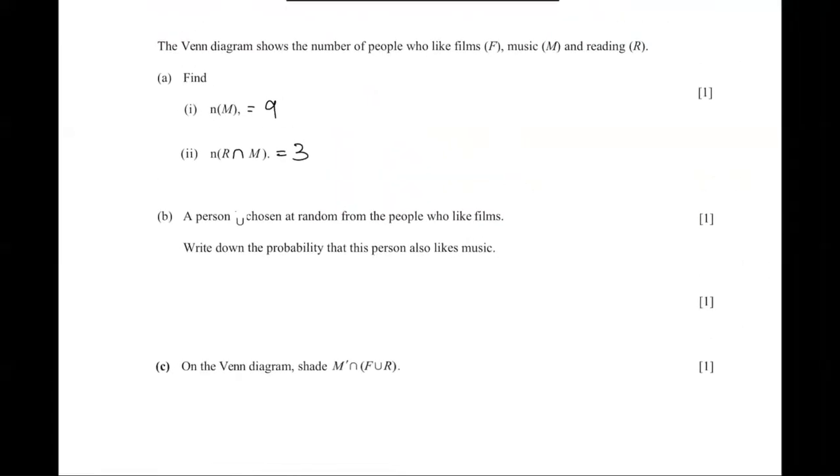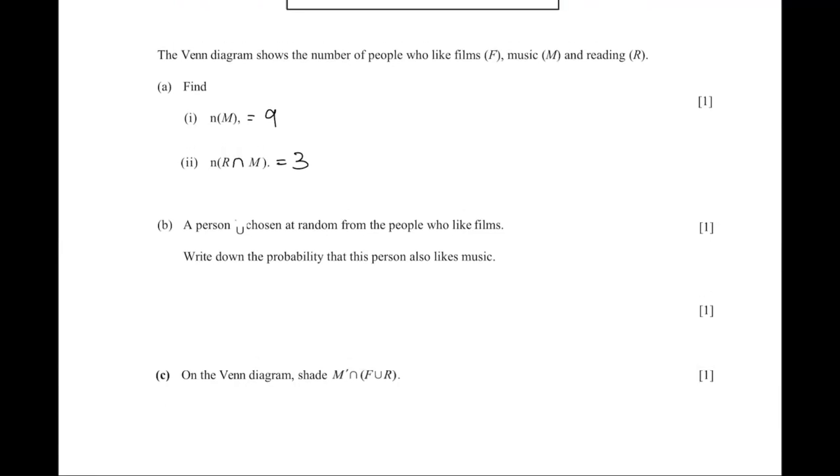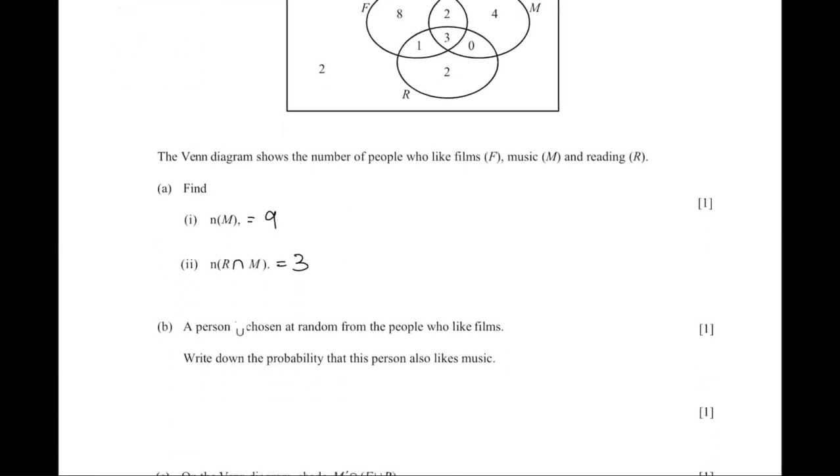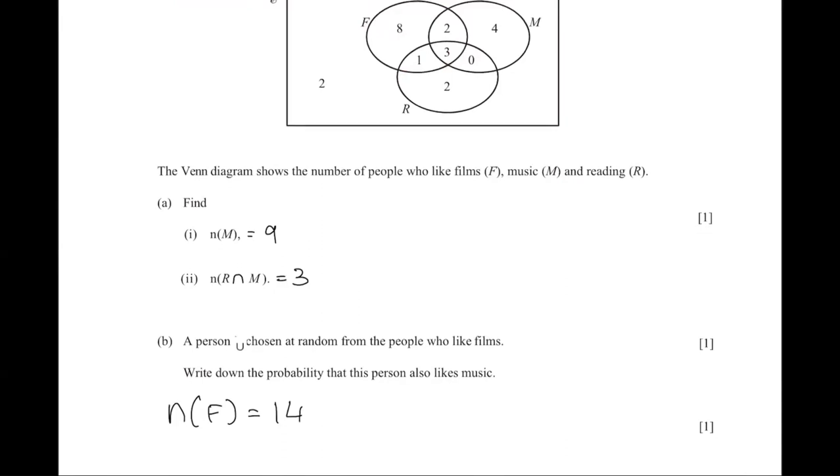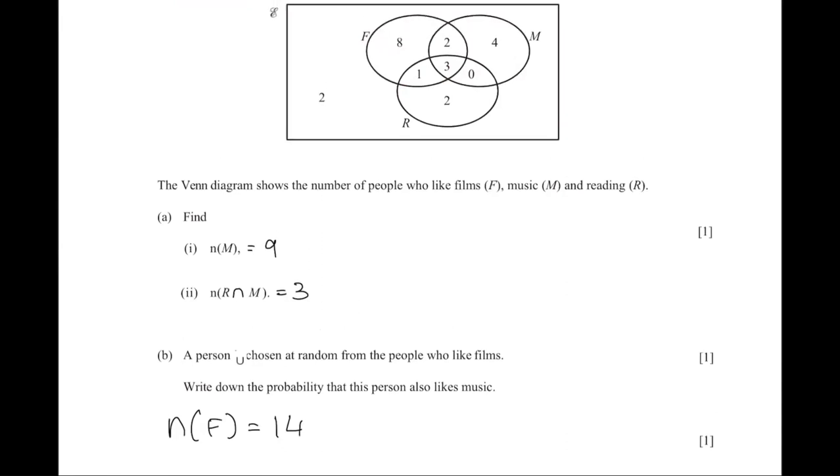A person is chosen at random from people who like film, means everything in F. So total in F, number of F is equal to 8 plus 2, 10 is here. 8, 2, 3, 1. 8 plus 2, 10 plus 3 plus 1, 14. Find the probability that the person also likes music. The person that also likes music is here.